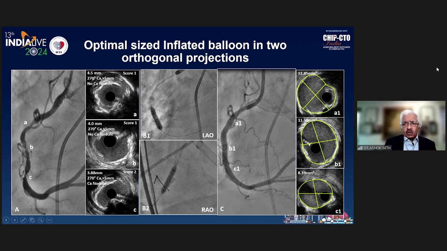Well, optimal size balloon inflation in two orthogonal projections. You can see we have severely calcified lesions. You have nodular calcium, but all the calcium scores are at 1 and 2, and an IVUS score greater than 2 predicts underexpansion. Well, this is a situation where I go in with a non-compliant balloon, 20 atmospheres, 3.5, and two orthogonal projections show me full expansion of the balloon.